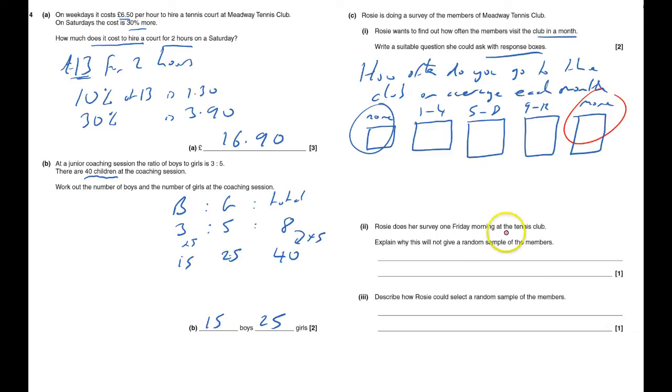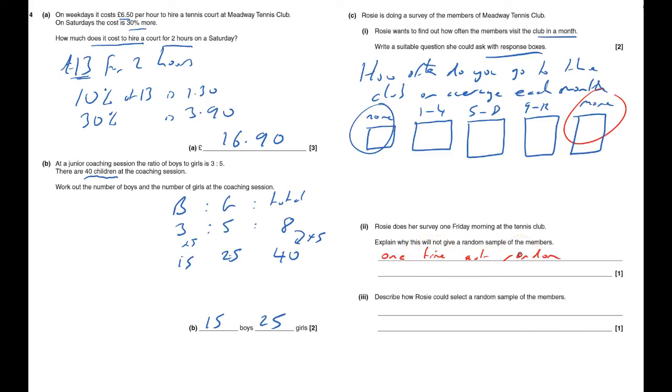She does a survey one Friday morning at a tennis club, explaining why it's not a random sample. Well, it's just one time, isn't it? Just one time, and it's not random, because it'll only choose the people who are there on a Friday morning.